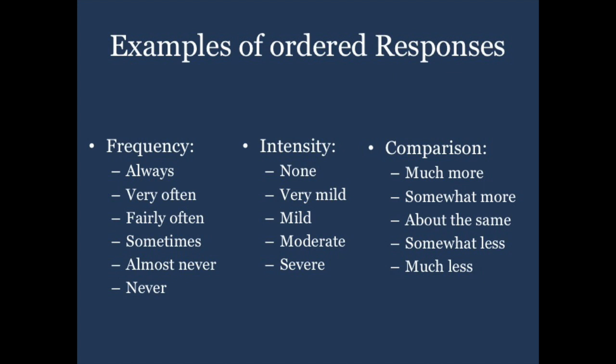These are some examples of ordered response categories. When you want to ask for frequency, for example, you may use always, very often, fairly often, sometimes, almost never or never, or intensity: none, very mild, mild, moderate, severe, or when you're comparing something to something: much more or somewhat more, about the same, somewhat less, or much less.